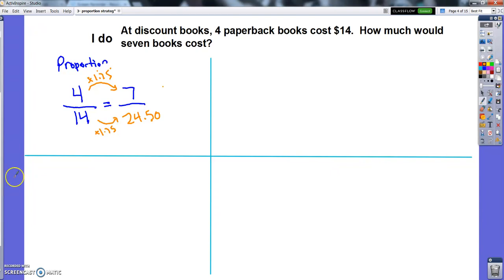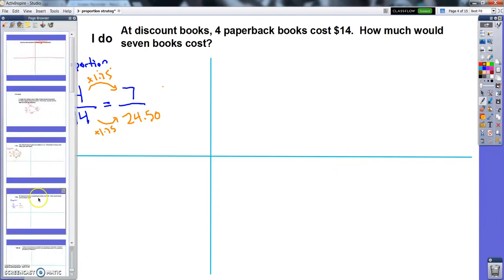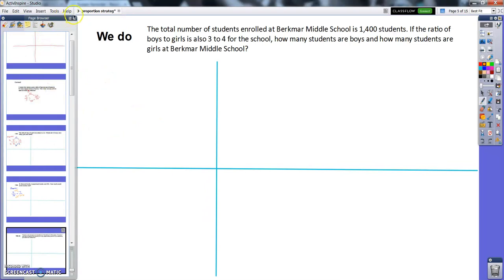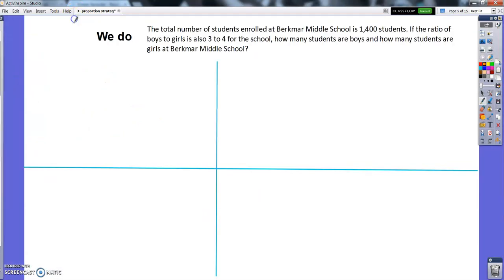Okay, let's do one together. The total number of students enrolled at Berkmar Middle School is 1,400 students. The ratio of boys to girls is 3 to 4 for the school. How many students are boys and how many students are girls at Berkmar Middle School? All right, there's a lot more going on in this one than in any problem I showed you so far. So let's first of all title this section Proportions.